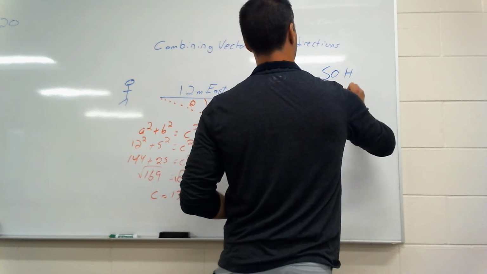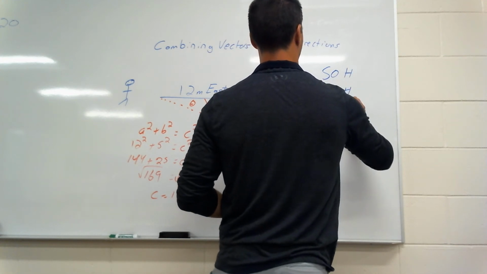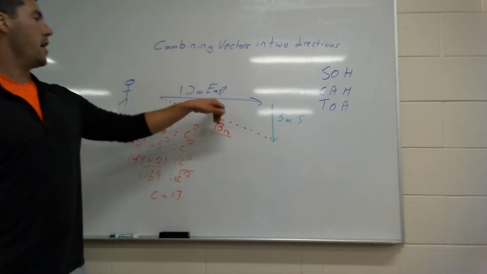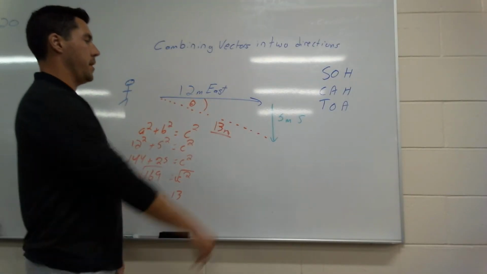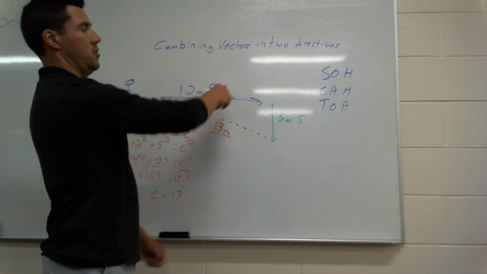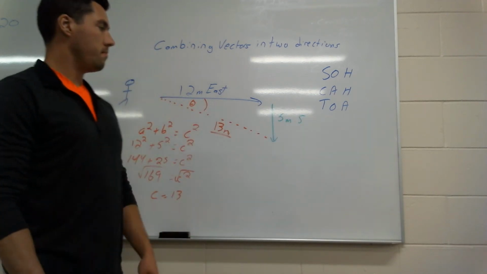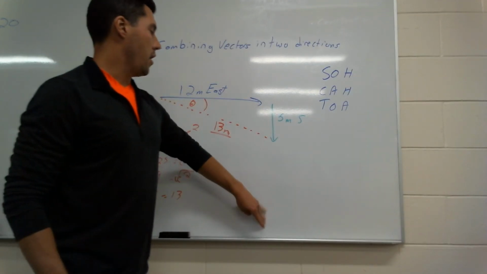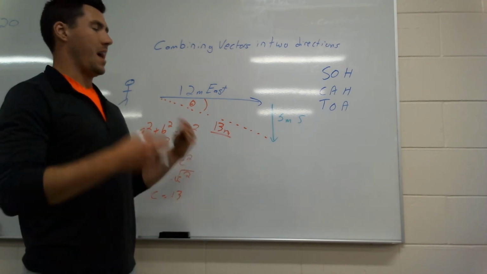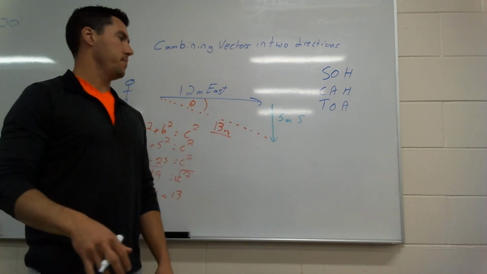I'm trying to find an angle. What sides do I have? I have my opposite. I have my adjacent. Which means I need to go tan. All right. Now, here's the formula that we always use. Here's the formula that I'm going to put into the formula sheet. Okay, it looks like this.